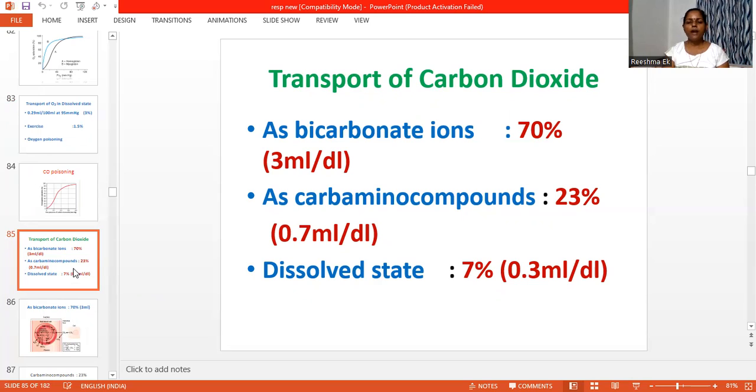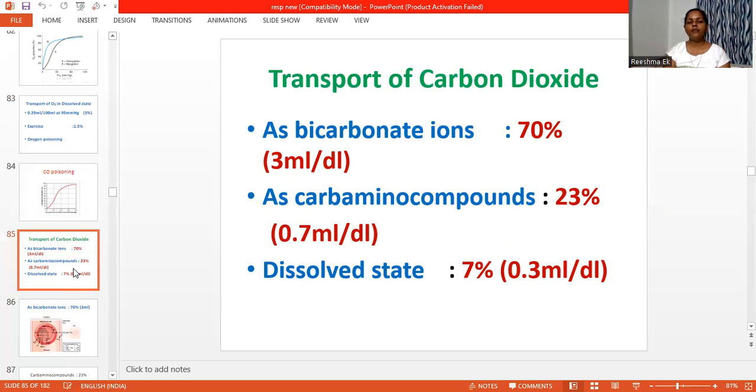Tissues are the part which produces carbon dioxide. From the tissues, carbon dioxide is transported into the blood. From the blood, it diffuses into the lungs. From the lungs, it is expired out. This is how carbon dioxide is expired out. The transport of carbon dioxide means how carbon dioxide is transported through blood. Actually, carbon dioxide has to travel from the tissues towards the alveolar air.